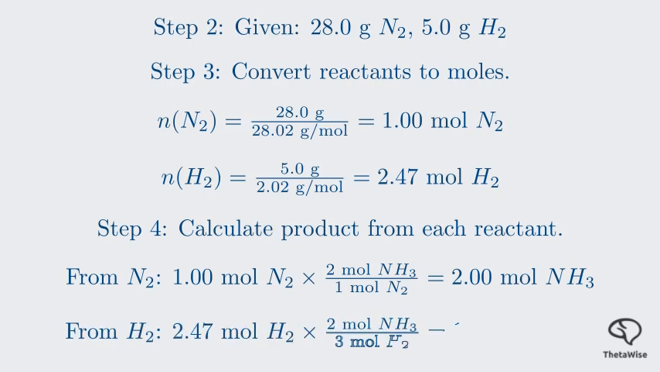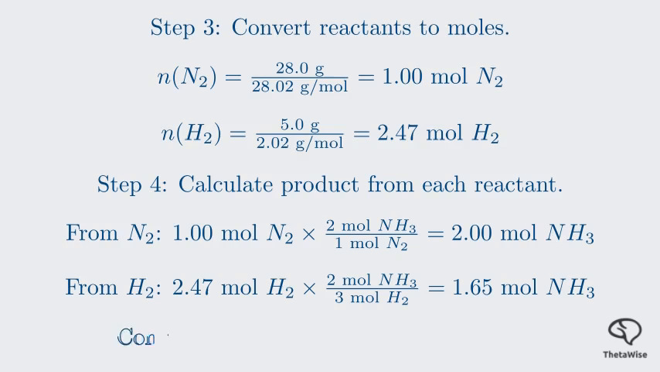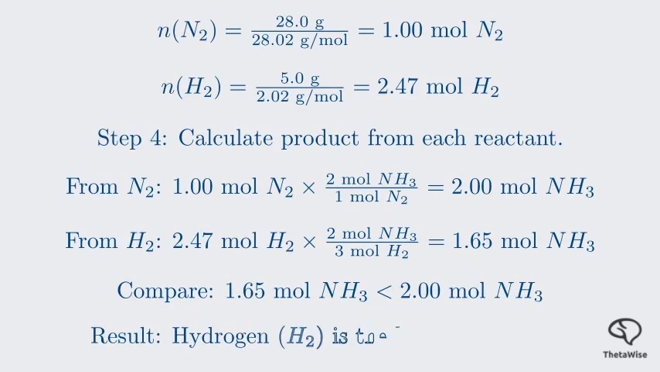Next, let's see how much product the hydrogen could make. The ratio from the equation is 3 moles of H2 to 2 moles of NH3. So 2.47 moles of H2 would produce 1.65 moles of NH3. Now we compare the two results, 2 moles versus 1.65 moles. The smaller amount is the actual amount of product that can be formed. Since hydrogen produces less ammonia, it is the limiting reactant. It will run out first.